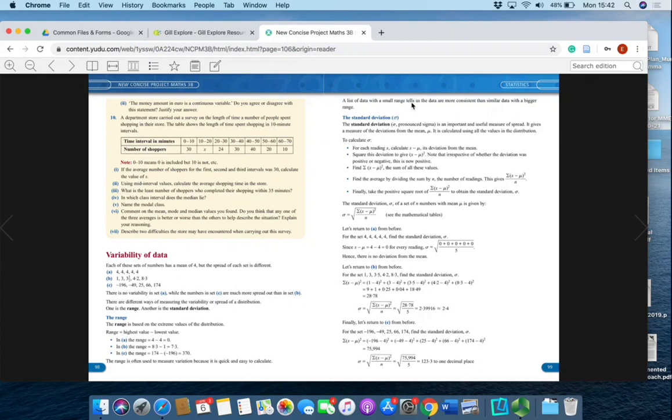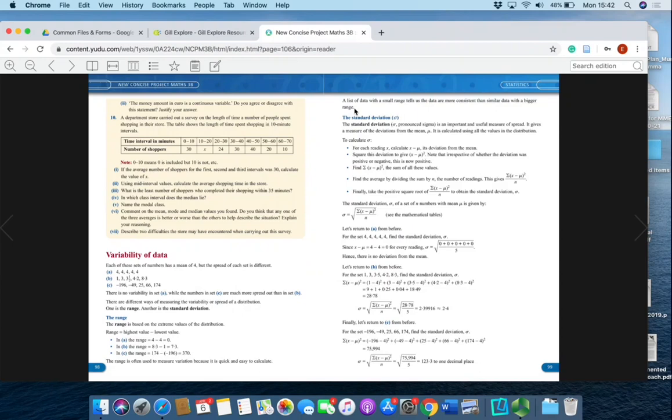Okay, it is often used because it's quick and easy to calculate. A list of data with a small range tells us the data is more consistent than similar data with a bigger range. It gives us a feel for how spread out our data is. In other words, if you were measuring the heights of people and you had a very small range, then you would conclude that the heights of that group of people were similar. However, if you're measuring heights and you got quite a large range, you would conclude that you had both small and tall people in that group.